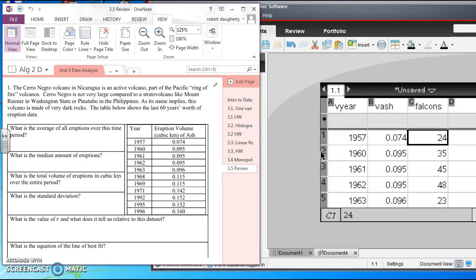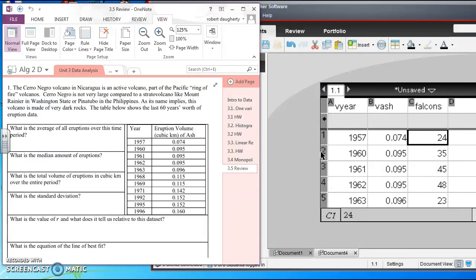Okay, Algebra 2, we are getting ready for our third assessment on data analysis. So this is the review that's in your book and in your package. So I just want to work through it. Problem number 1 talks about a volcano in Nicaragua that's part of a ring of fire volcanoes, which is not related to the answers of the math, but information about the volcano. 60 years worth of eruption data, so you see the table that is there.